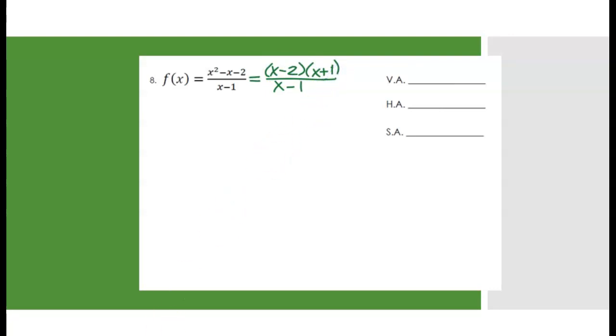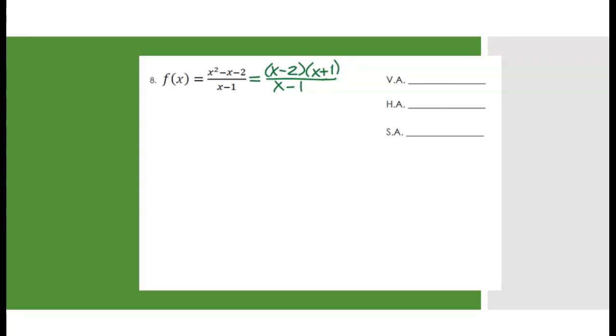So is there a common factor on the top and the bottom? No. So is there a hole? No, there are no holes in this rational function, so that means that this is just the simplified version of the function.